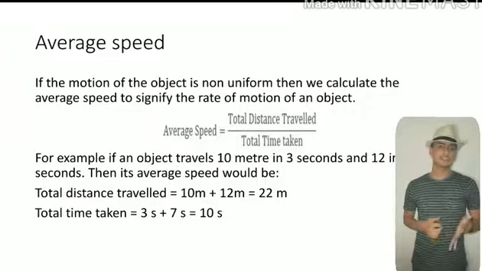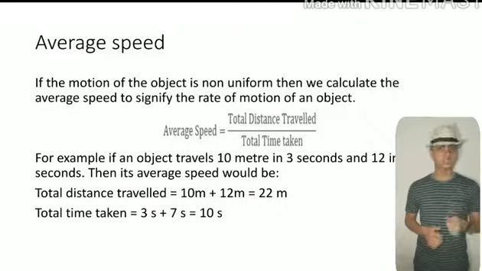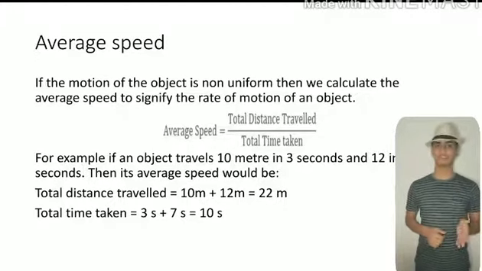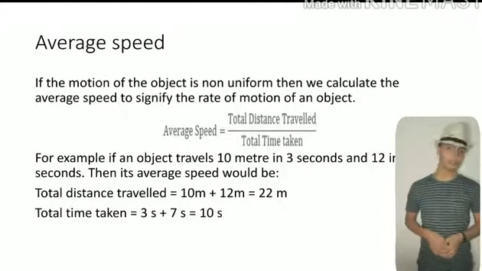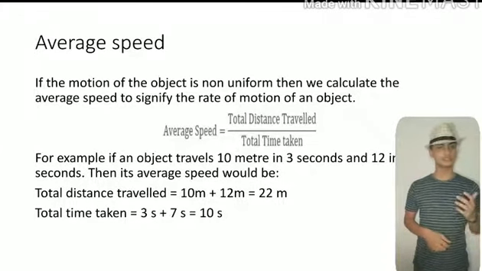Now consider an example. If an object travels 10 meters in 3 seconds and 12 meters in 7 seconds, then what would the average speed be? So here the total distance traveled is 10 meters plus 12 meters, making it 22 meters. Whereas the total time taken is 3 seconds plus 7 seconds, making it 10 seconds. So here the average speed would be the total distance traveled divided by the total time taken. So we write it as 22 by 10, making it 2.2 meters per second. That is, in each second, the object is traveling 2.2 meters.